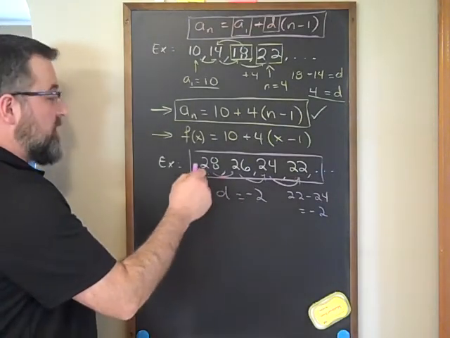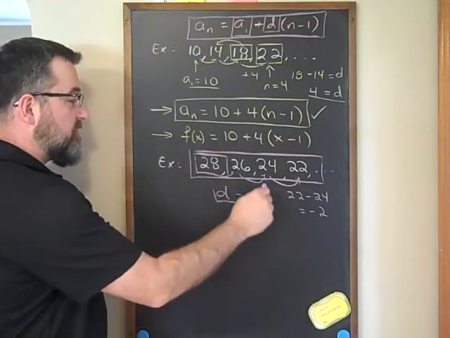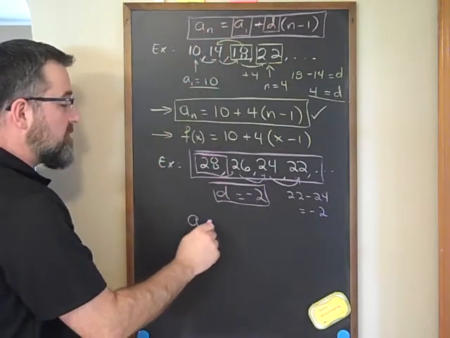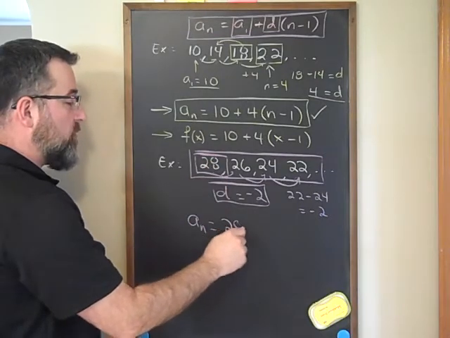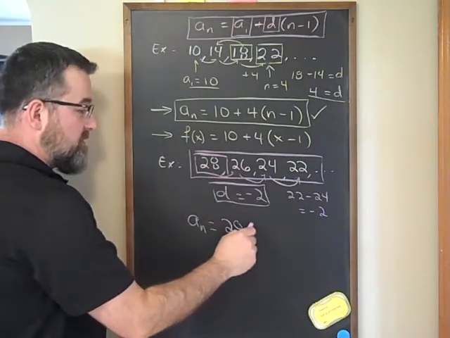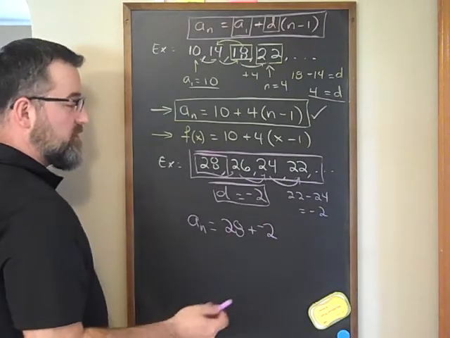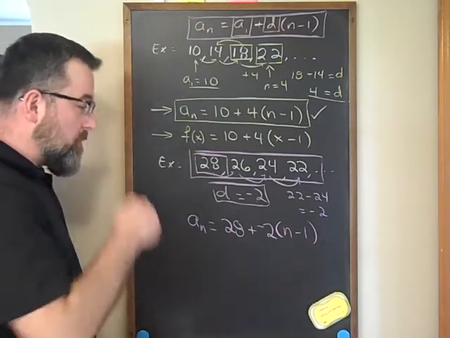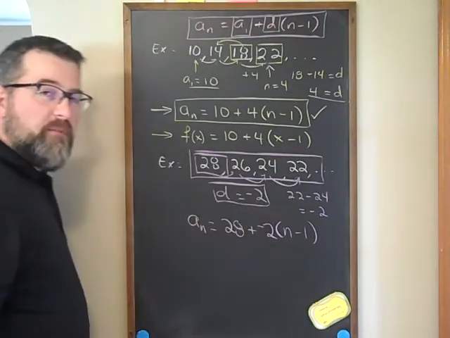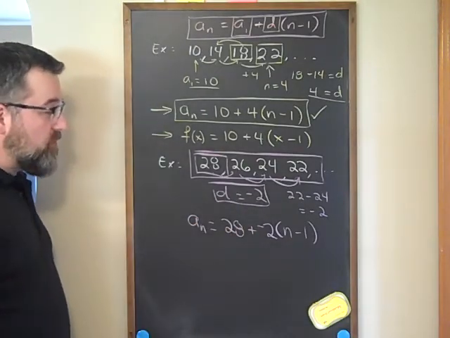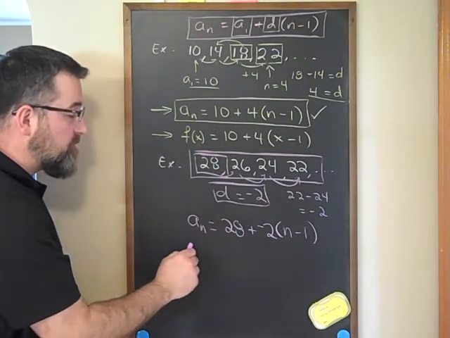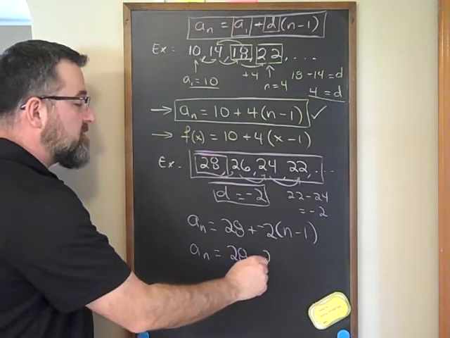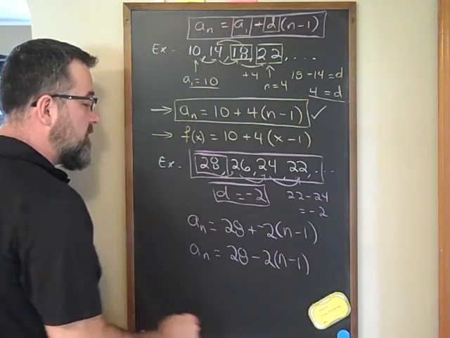And now we know our first term, we know our constant difference. We just put it into this formula. A sub n is our first term, 28, plus our difference, which is plus negative 2, times n minus 1. Some of you are probably thinking, do we have to write plus negative 2? The answer is no. You can write that using subtraction. You could easily write a sub n is 28 minus 2 times n minus 1.